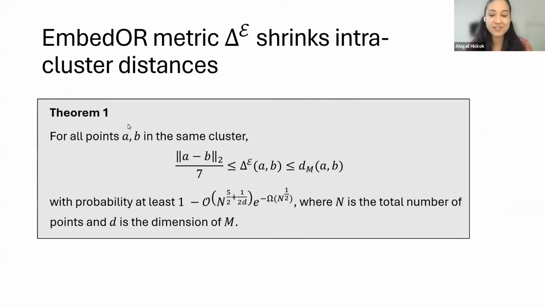Okay, technical aside done. The first theorem shows that the embedder metric successfully shrinks intra-cluster distances. So this says that for points A, B in the same cluster, this embedder distance is sandwiched in between the geodesic distance as an upper bound and something proportional to the Euclidean distance as a lower bound, with high probability as the number of points increases. So this is good. We're shrinking intra-cluster distances to make those nice compact clusters in the embedding.